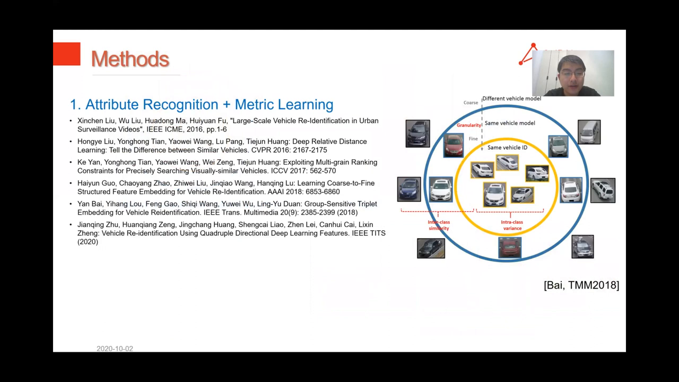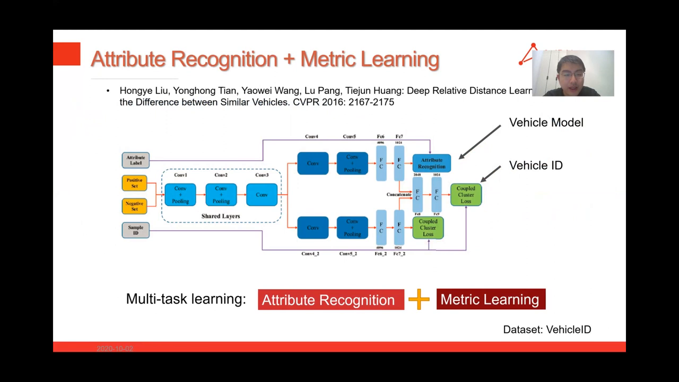The early vehicle identification methods mainly tried to combine vehicle attribute recognition and machine learning to learn discriminative features. For example, the DRDL method, which is the baseline method on the VehicleID dataset, uses a multi-task network for attribute recognition and vehicle verification. The former is trained with cross entropy loss, and the latter is trained with coupled cluster loss, which is a modification of triplet loss. We combine the two losses together to learn the discriminative vehicle identification features.